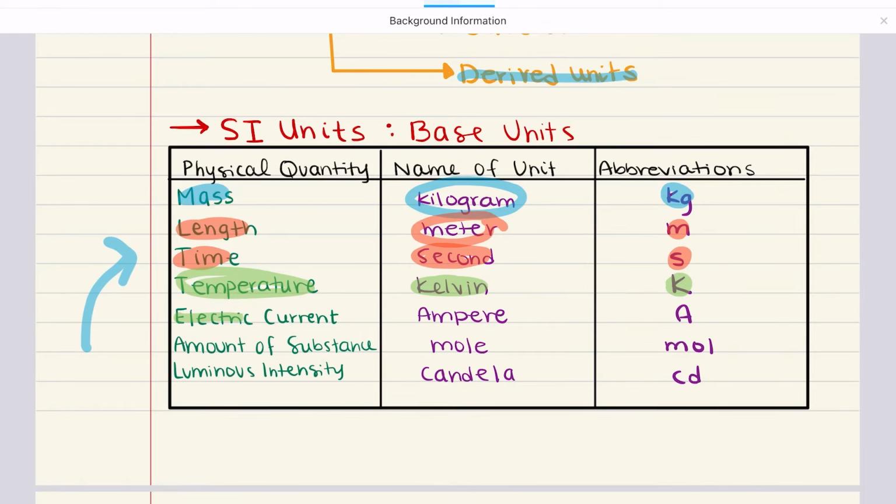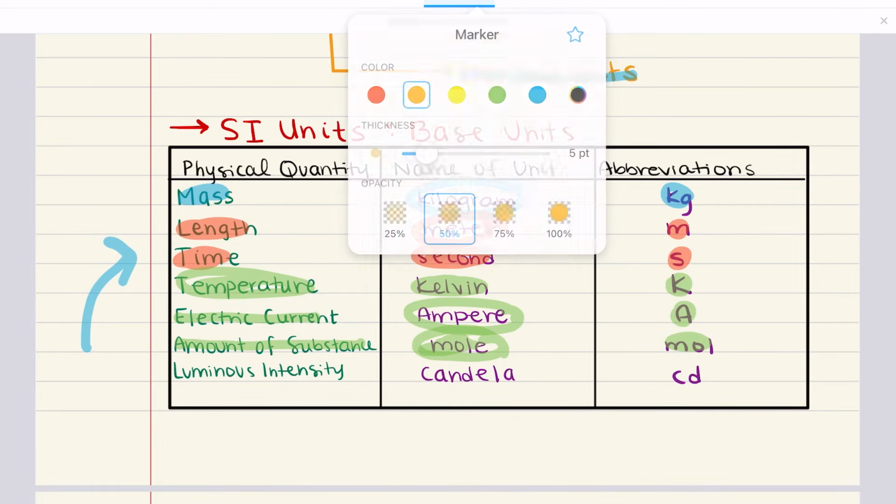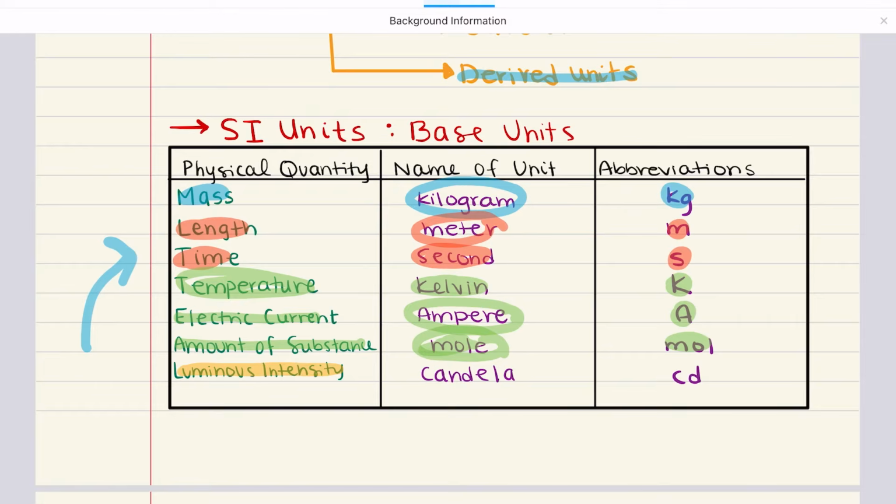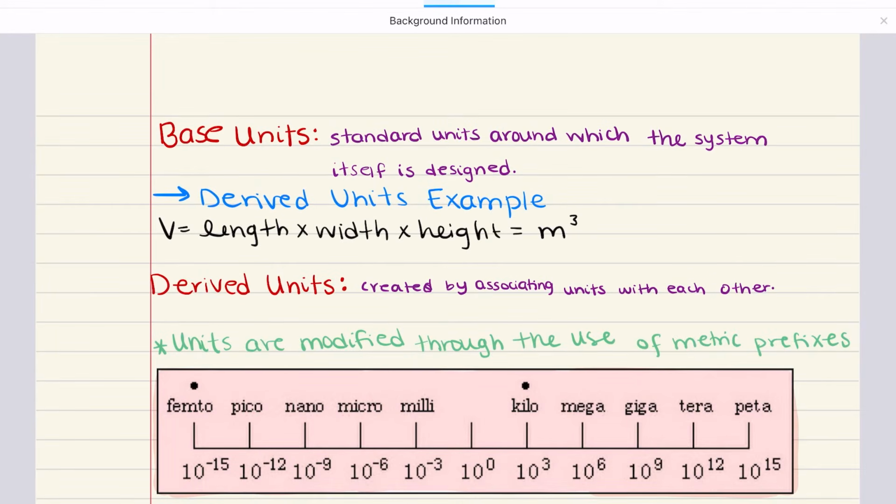For electric current, the SI base unit is the ampere, and it's abbreviated capital A. For amount of substance, the SI base unit is the mole. It's abbreviated mol. And then last, but certainly not least, we have luminous intensity with its SI base unit being the candela, abbreviated cd.